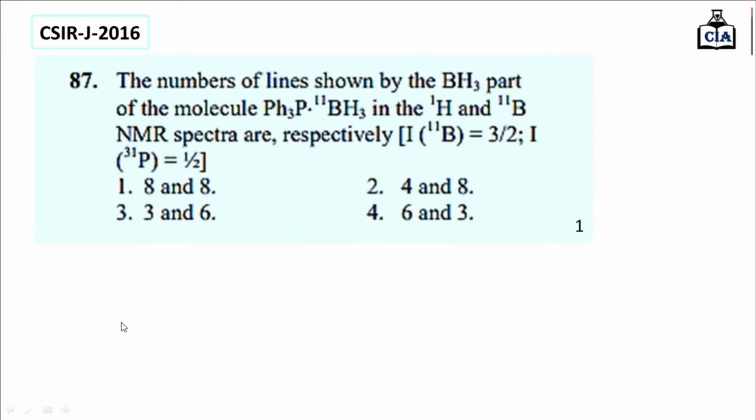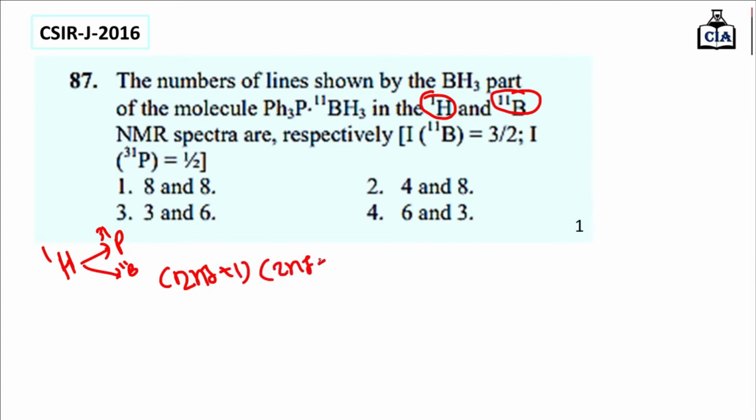Now next question from the CSIR June 2016. So in this question we have to find out the number of lines observed in a 1H spectrum and 11B spectrum. Okay, the number of lines observed in the 1H spectrum is due to coupling of the proton with 31 phosphorus and 11B. Okay, so the total number of lines observed is calculated by using 2nI plus 1, into 2nI plus 1. This first is due to coupling with 31P, and the second is due to coupling with the boron atom.